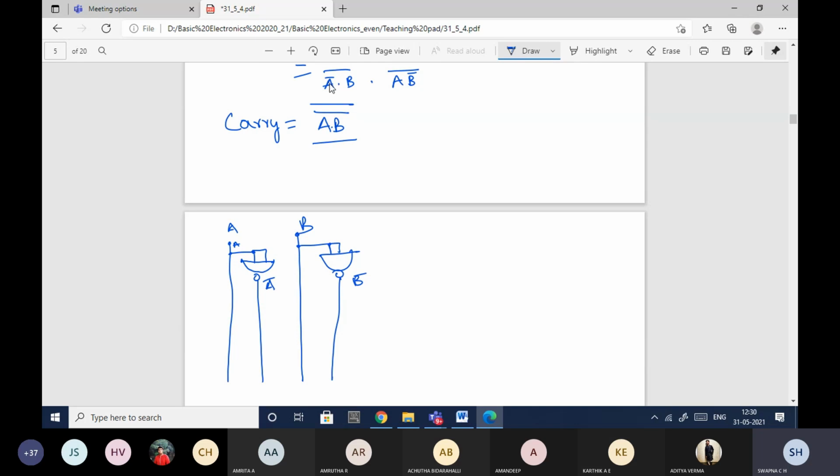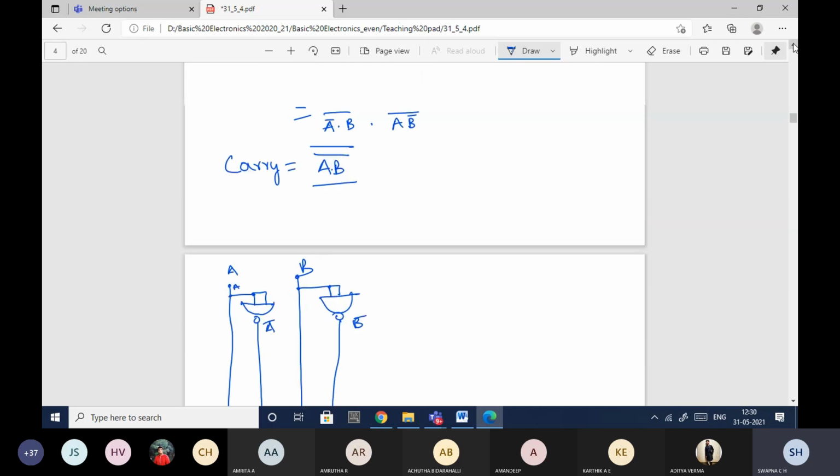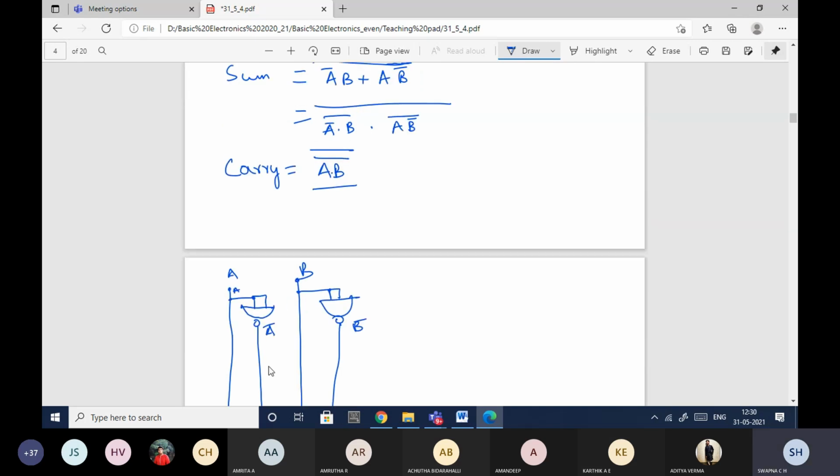Now I need to get A bar dot B whole bar. So this is my A bar, and B. If I give it to the AND, the dot operator will be there, and with one more bubble, I'll get A bar dot B whole bar. So I've got this term now. Now I need to get the second one.